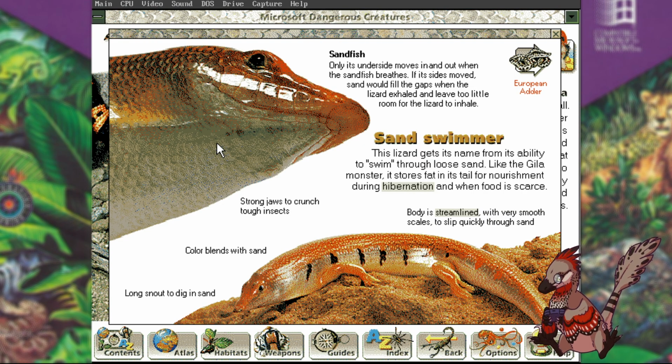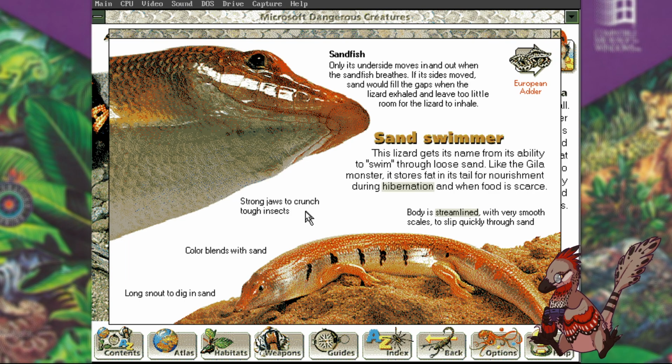Sand swimmer. This lizard gets its name from its ability to swim through loose sand. Like the Gila monster, it stores fat in its tail for nourishment during hibernation and when food is scarce. Body is streamlined with very smooth scales to slip quickly through sand. Strong jaws to crunch through insects. Color blends with sand. Long snout to dig in sand.